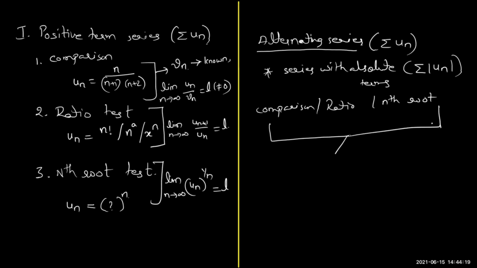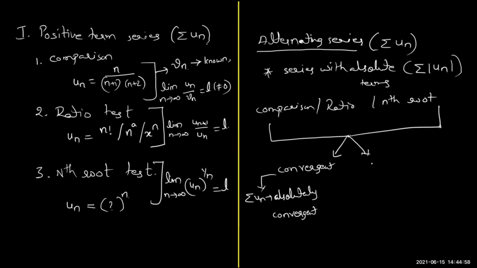Right? Let's see again what we are doing. The series is summation u(n). Then you take the series with absolute terms. Then you identify whether this series, summation mod u(n), is convergent or divergent using either of these three tests. If this absolute term series is convergent, then we say the given series summation u(n) is absolutely convergent. If summation mod u(n) is convergent, then we say the series summation u(n) is absolutely convergent.